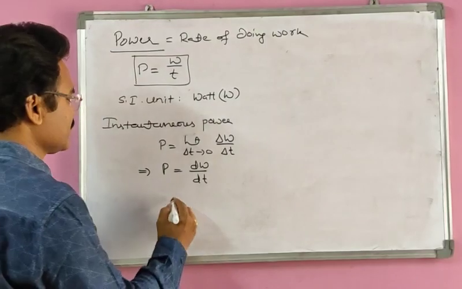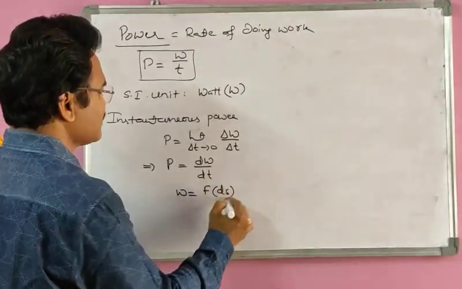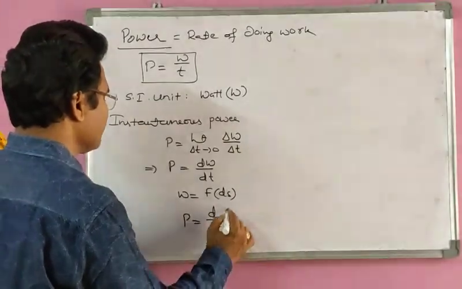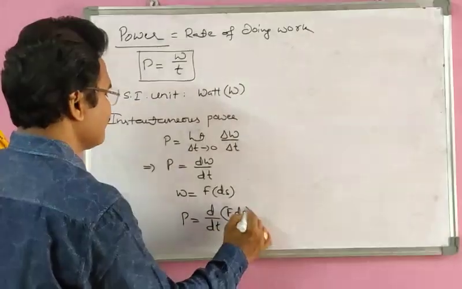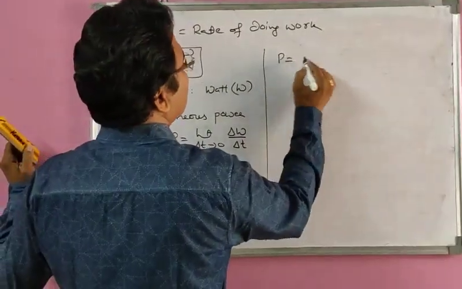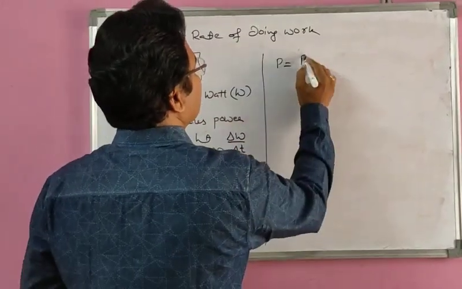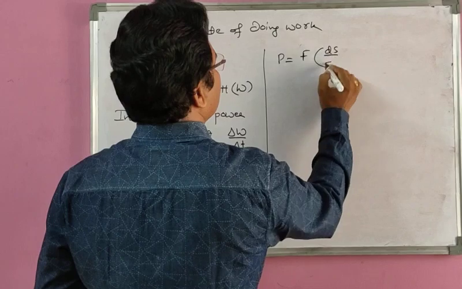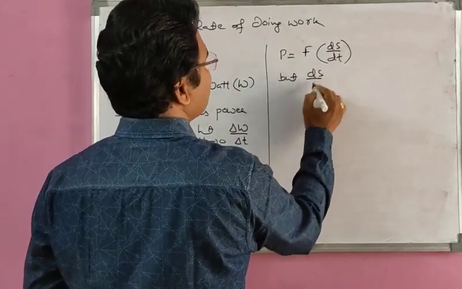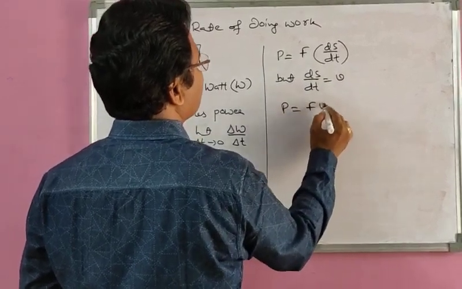And we know W equals F ds. Therefore, P equals d by dt of F ds, which gives you power equal to F of ds by dt. But you know, ds by dt, the rate of change of displacement, is velocity. So we get P equals Fv.